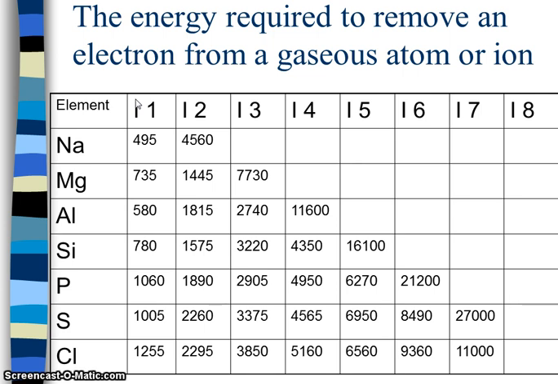If we look at silicon, silicon has 4 valence electrons, so it goes up a little bit, up a little bit, up a little bit, and then when we get to the 5th ionization energy, we've got a huge jump because we go from valence electrons to core electrons.